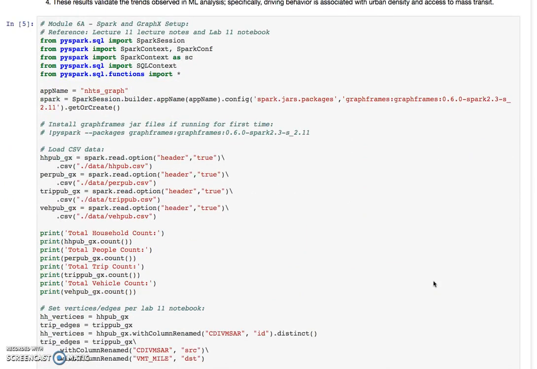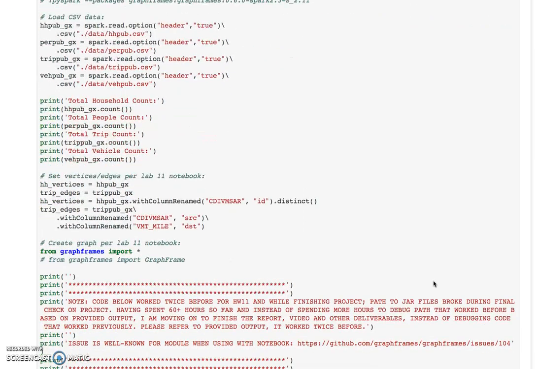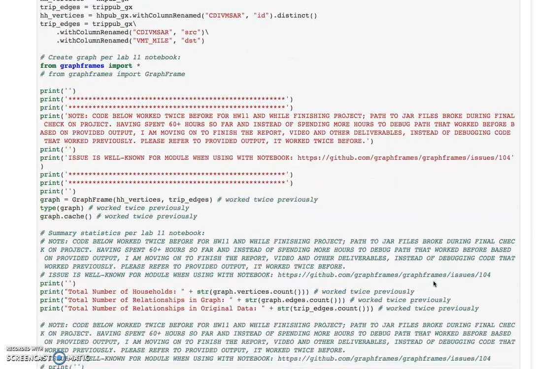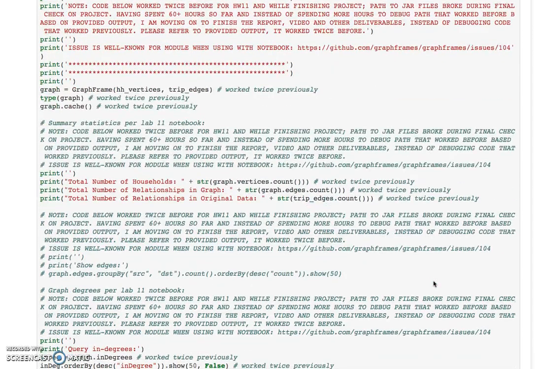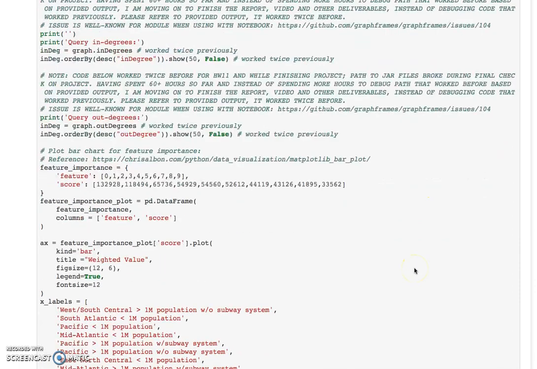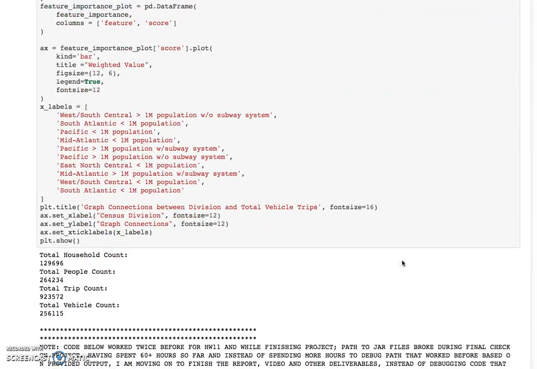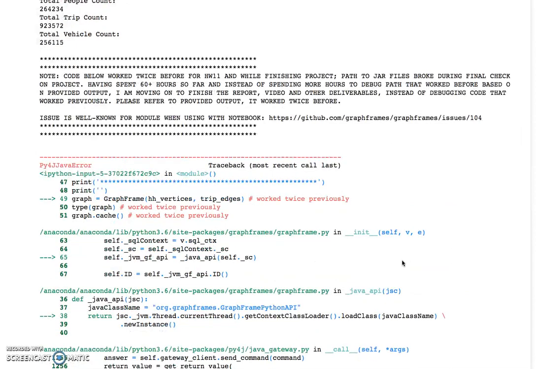So here we're going to import the PySpark modules, import the CSV into RDDs, and then set up the graph. There's my big note. Basically we're going to look at the households and trips data, and set it up as vertices and edges. More notes here, and the output would have been the in and out degrees, the feature importance, and also generating the plot, and that's in my PowerPoint, the correct output. And that was it for the graph analysis.